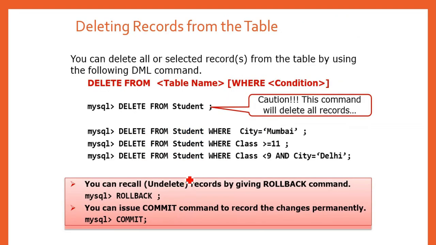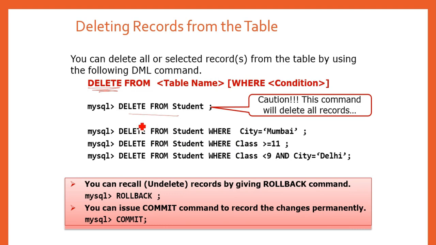Okay, now how to delete records from the table? To delete the records from the table, we can use a delete command. So what you have to write? Delete from table name where condition. Suppose I want to delete all the records from the student table, but I don't want to delete the टेबल नहीं डिलीट करना है, टेबल के अंदर जो डेटा है उसको डिलीट करना है. I will write delete from student.